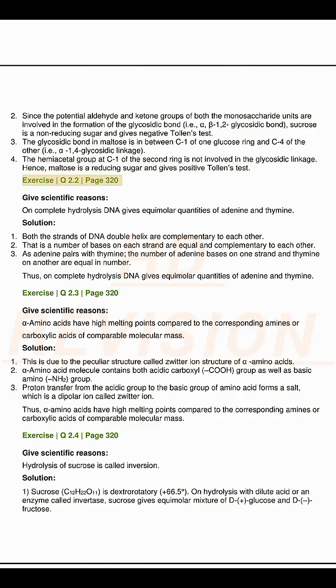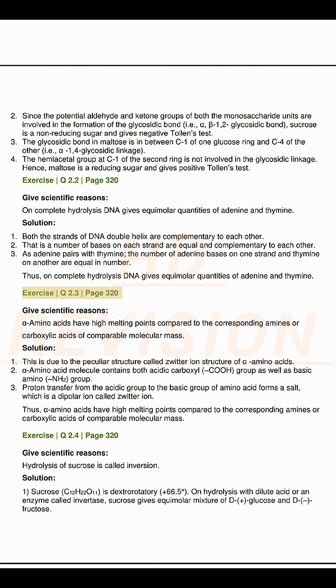Exercise Q2.2, page 320. Give scientific reasons. On complete hydrolysis, DNA gives equimolar quantities of adenine and thymine. Solution: 1. Both the strands of DNA double helix are complementary to each other. 2. That is, the number of bases on each strand are equal and complementary to each other. 3. As adenine pairs with thymine, the number of adenine bases on one strand and thymine on another are equal in number. Thus, on complete hydrolysis, DNA gives equimolar quantities of adenine and thymine.